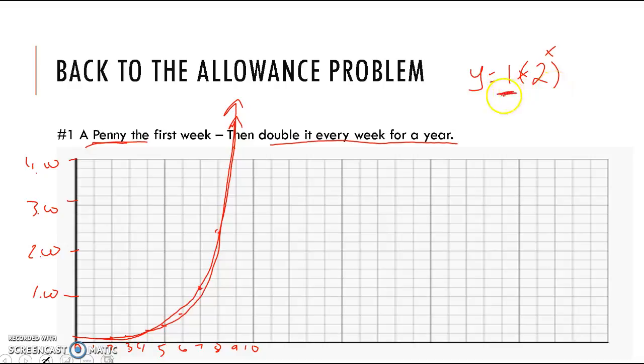But remember, this is where it starts. So that's where it crosses the y-axis. It starts with a penny, and then this is the growth factor. Every time we move 1 space to the right, it doubles. So it went from 1 to 2 to 4 to 8 to 16 to 32 to 64 and so on. And so this is the equation that this graph here is displaying.